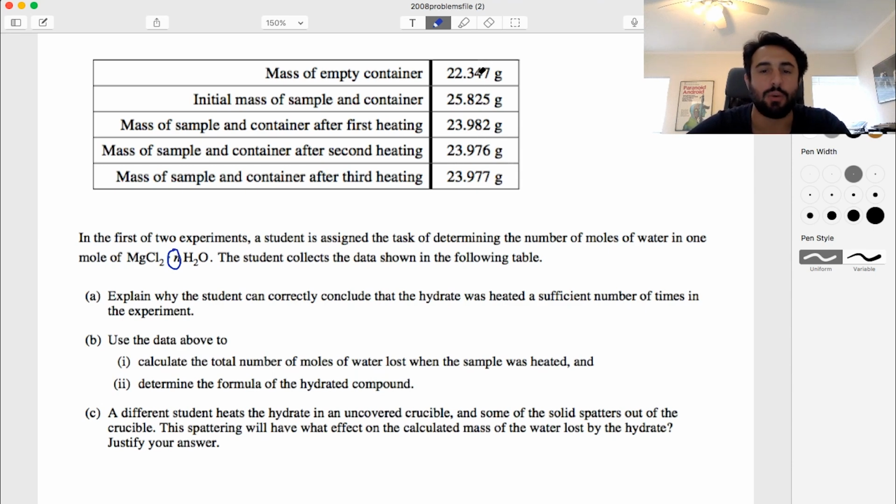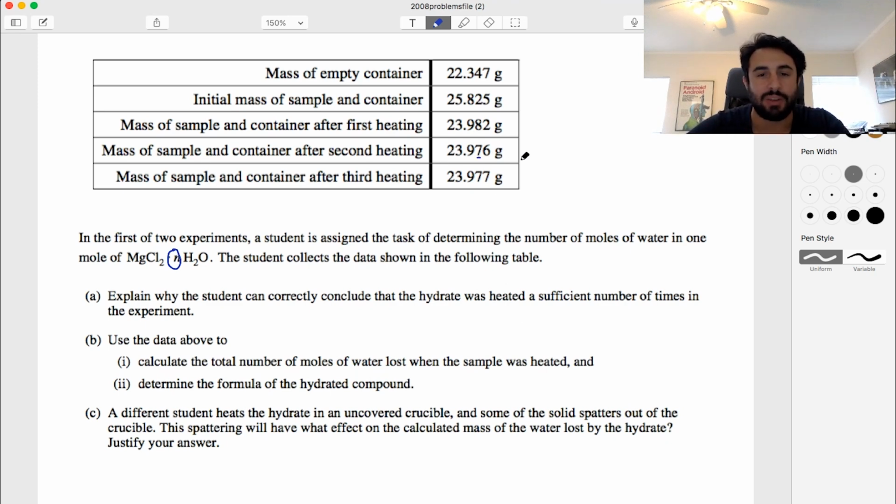So we're going to use this data to determine all of this stuff just by looking at the mass of water that was lost. So Part A, explain why the student can correctly conclude that the hydrate was heated a sufficient number of times in the experiment. So we want to heat this until all of the water is gone. And as water is leaving, the mass is going down, right? Because water has mass. So as it leaves the sample, the mass goes down.